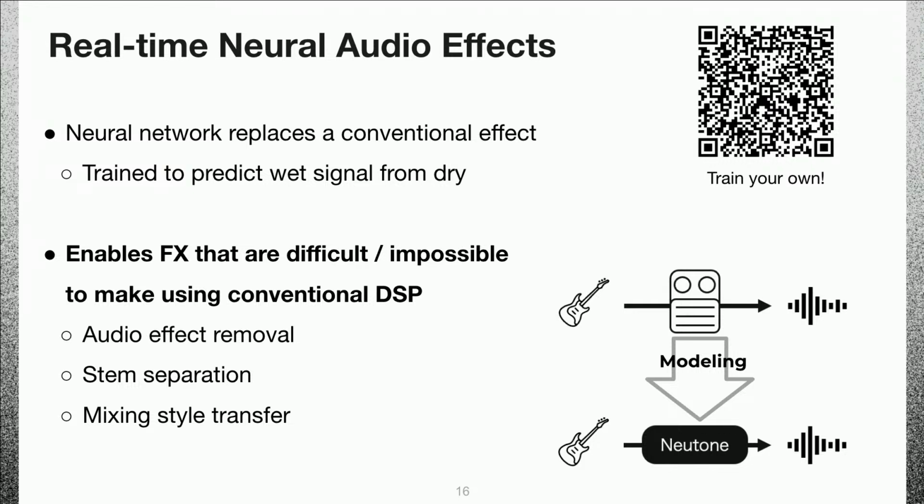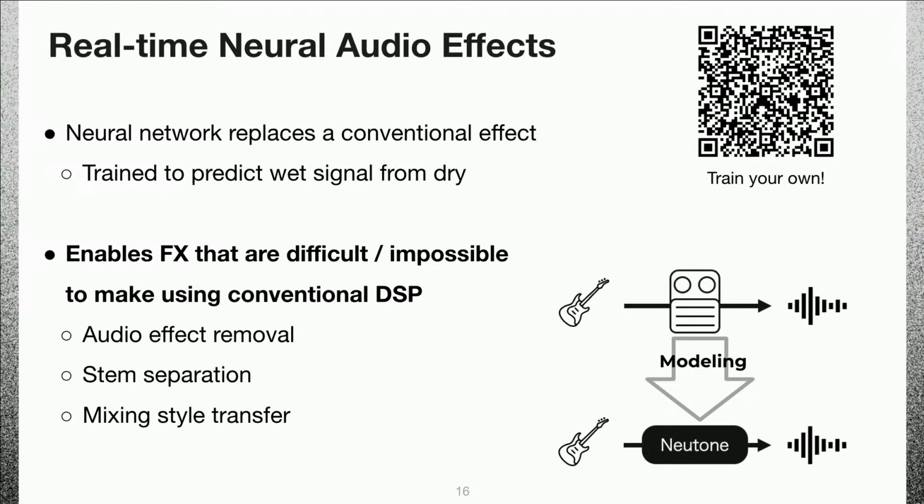But basically, the idea here is that we use the neural network to replace a conventional effect. So very simply, we take some dry audio and some wet audio, and we try to predict what the wet signal will be using the neural network. And once again, in the beginning, it sounds a little bit like, what is the point? Of course, there's the kind of obvious use case, which is if we want to mimic an audio effect, then we can do this. But what I find much more interesting is the effects that are difficult or impossible to make using traditional DSP.